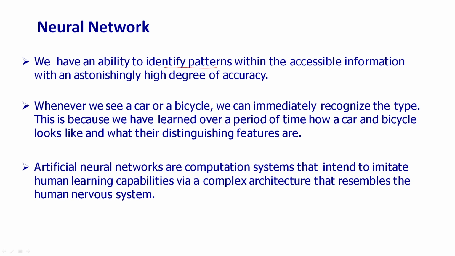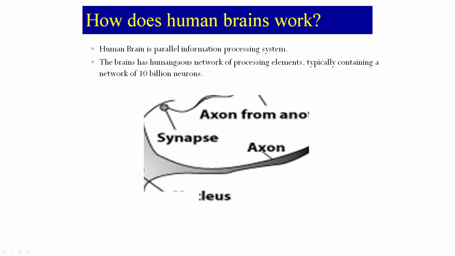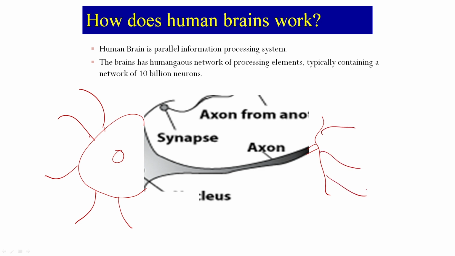So, first I will teach you how the human nervous system works. As you see here, the human brain is nothing but a parallel information system. What you have is a cell body, and these are the dendrites. And then at the end of the axon you have synaptic knobs. This is your nucleus, this is the axon, and these are the dendrites.